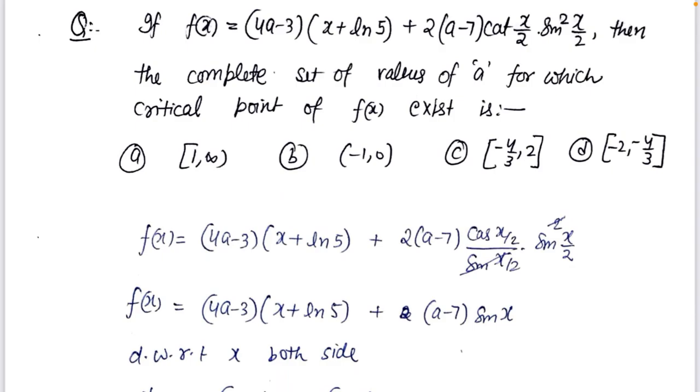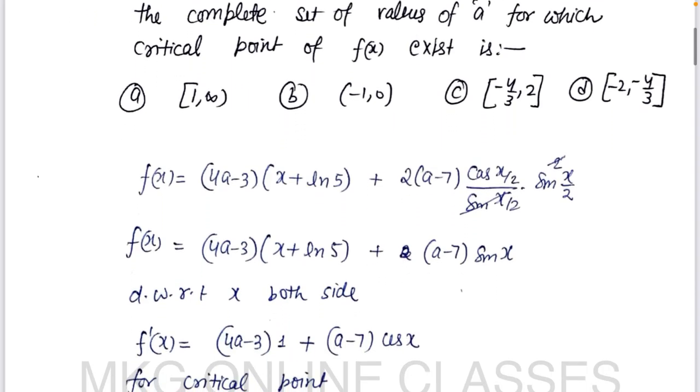So now differentiate both sides. f'(x) can be obtained: 4a minus 3, derivative of x is 1, derivative of ln 5 is 0. So basically (4a minus 3) into 1. In the second term I will be getting (a minus 7) into cos x. So for the critical points, f'(x) should be either not defined or 0.